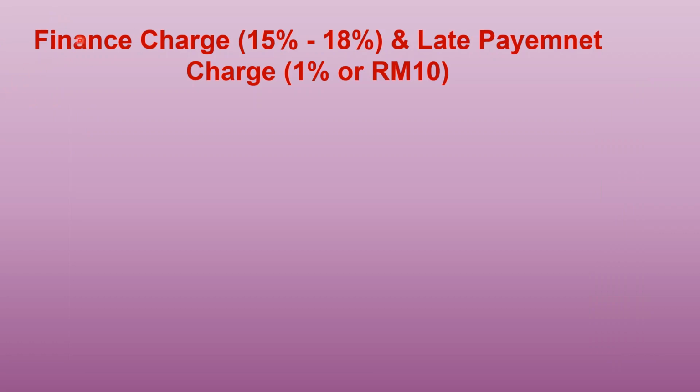There are two types of charges issued by a bank. The first one is finance charge, or we call annual interest rate. It is charged when there is still a balance of latest amount upon expiry of the interest-free period. Usually, the finance charge is between 15 to 18% per year.